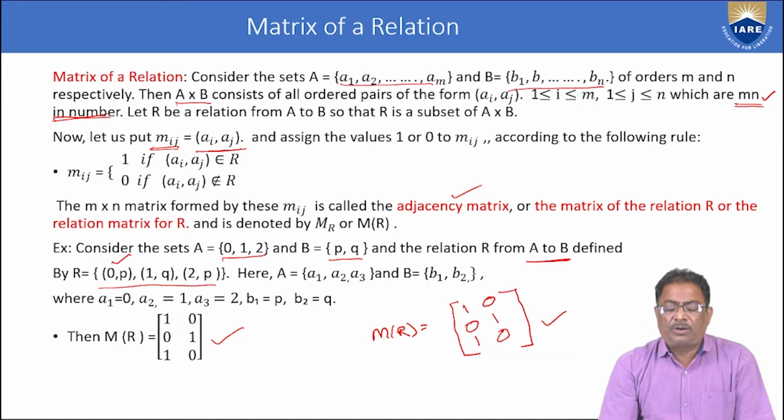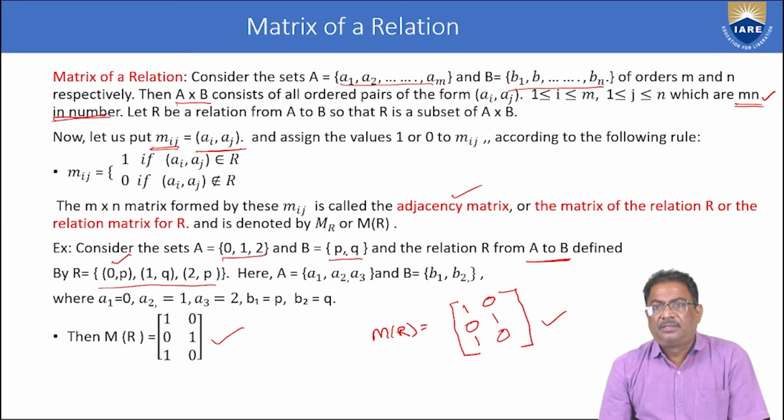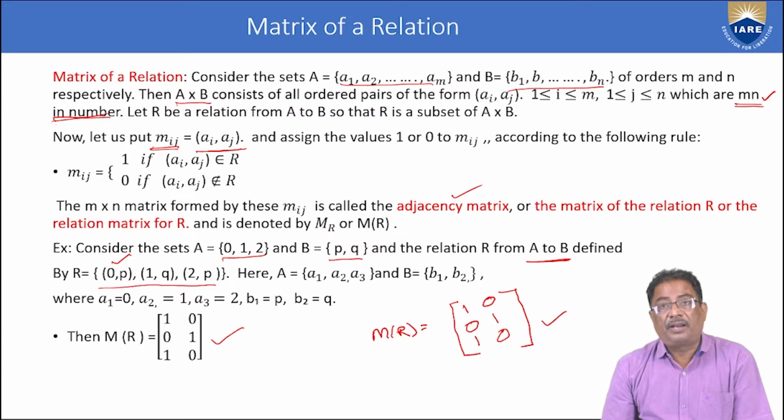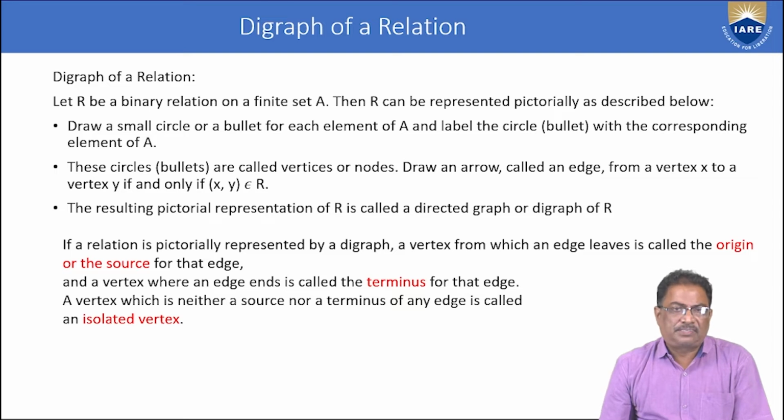So we are just writing it in another way: we write the elements of A row-wise, and the elements of B column-wise, and then we can construct the matrix. This matrix is known as an adjacency matrix, or matrix of the relation, or simply a relation matrix. Now, we are going to represent it in a pictorial manner.